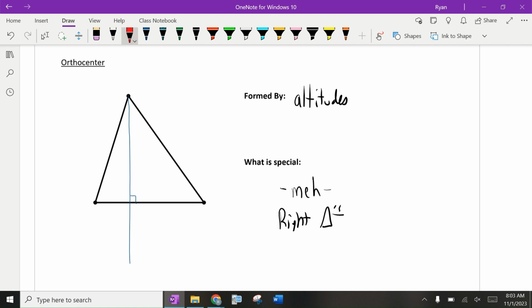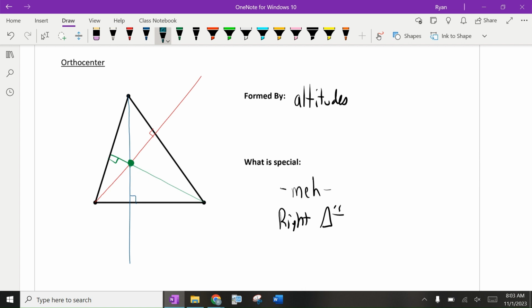I'm going to change to red. Do the altitude coming from this vertex. So from this lower left vertex, I want to draw so that I'm perpendicular to the opposite side. There's my second altitude. And then my third altitude is going to come from the lower right-hand corner. I want to go perpendicular to the opposite side. Those three should all intersect, and that gives us the orthocenter.